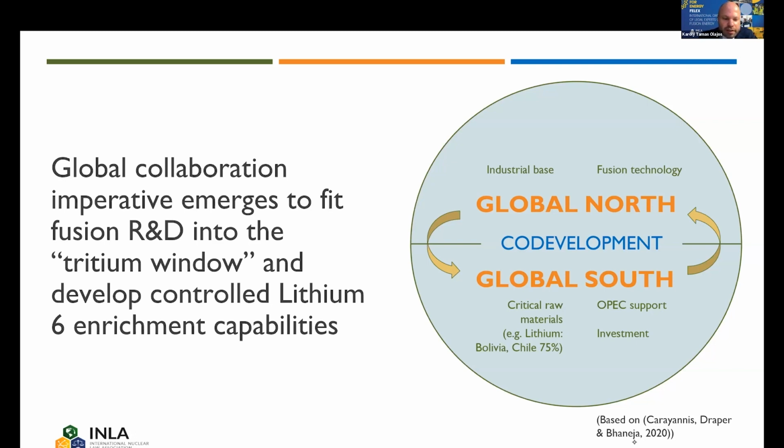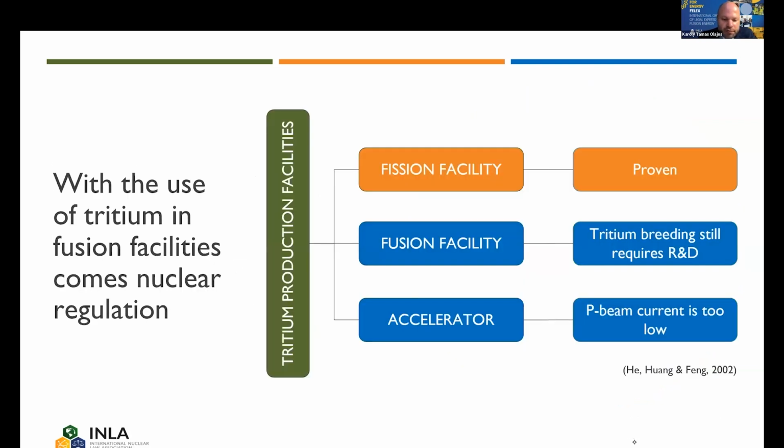The other way would be to develop international lithium-6 enrichment capabilities for significant tritium production, which would be very expensive, take a long time, and require control by the international community to ensure their use for peaceful purposes. Assuming that facility design and construction take some years, the design of the process equipment must be available by the mid-2020s at the latest. Therefore, a global collaboration imperative emerges to put fusion R&D into the tritium window and develop controlled lithium-6 enrichment capabilities already in this decade of action. But if tritium production for fusion machines falls under nuclear regulation, it is reasonable to believe that tritium production in self-sufficient fusion power plants will also fall under nuclear regulation, albeit its requirements will be different from the ones applicable to fission reactors due to the different hazards and risks involved.